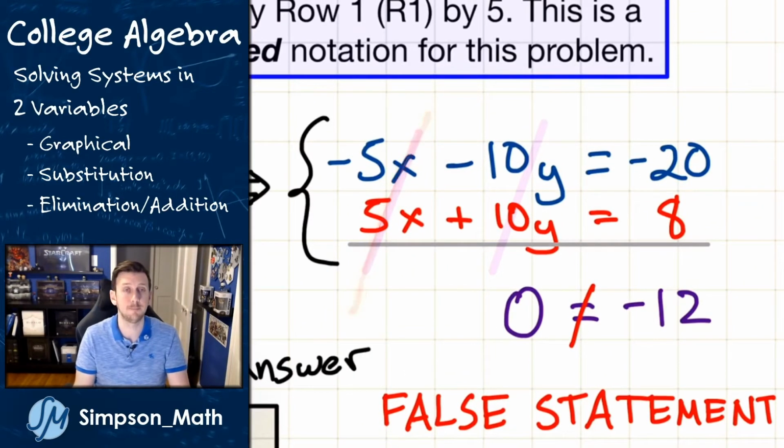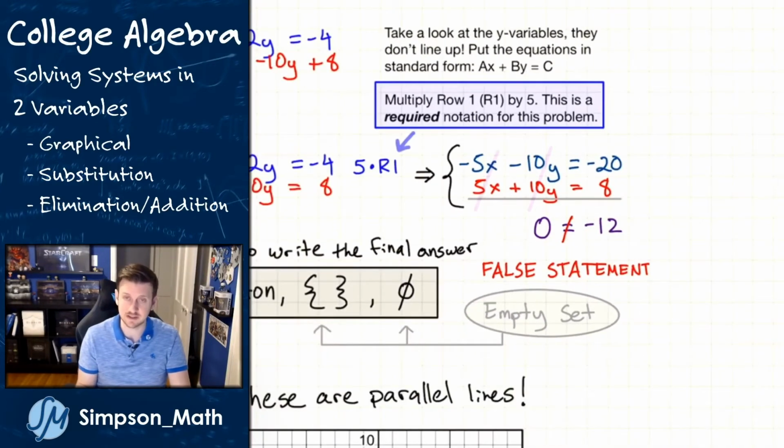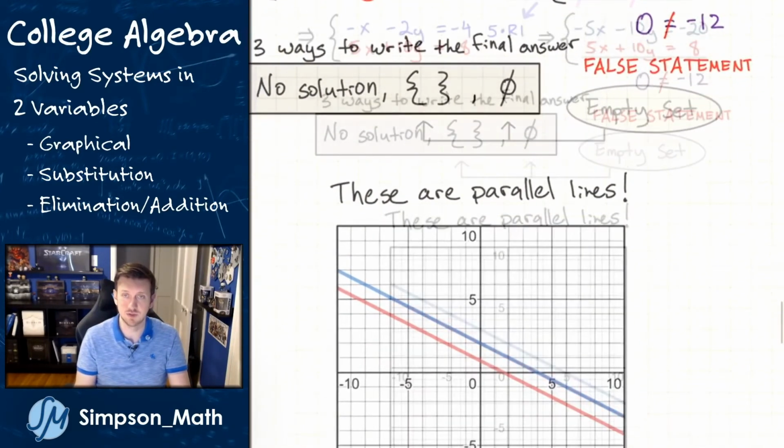Negative 5x plus 5x, well, that's 0x. And oh, look what happened here. Negative 10y plus 10y, that also eliminates, and we end up with 0y. So on this left-hand side, I just have 0. But on the right-hand side, I get negative 20 plus 8, which is negative 12. Does 0 equal negative 12? Nope, never, never, never. This is a false statement. So since this is a false statement, we have no solution.